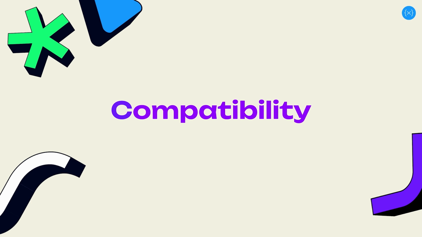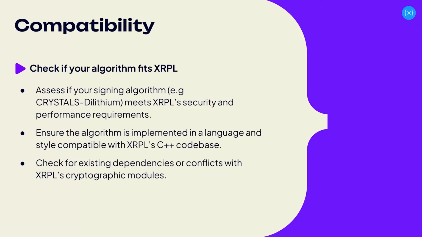In compatibility, you need to check if your algorithm fits XRPL. We assess if your signing algorithm meets XRPL security and performance requirements. We ensure the algorithm is implemented in a language and style which is compatible with the XRPL's C++ code base. We also check for existing dependencies or conflicts with the XRPL's cryptographic modules.